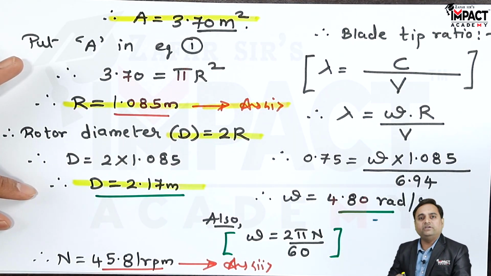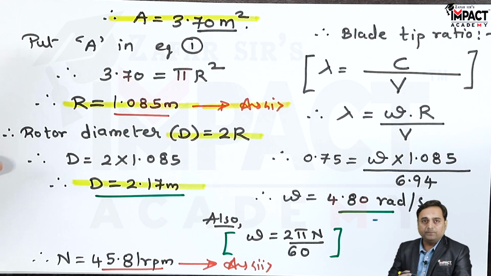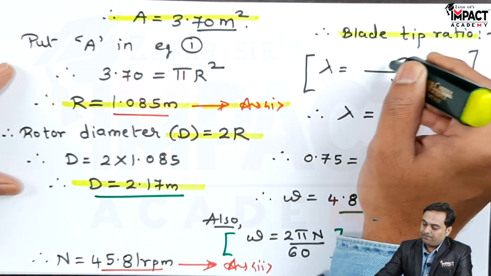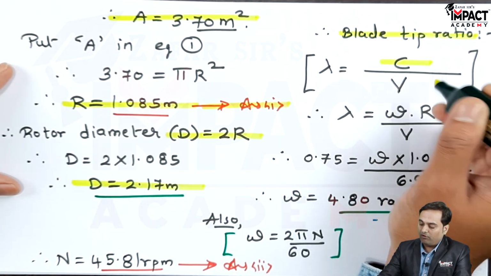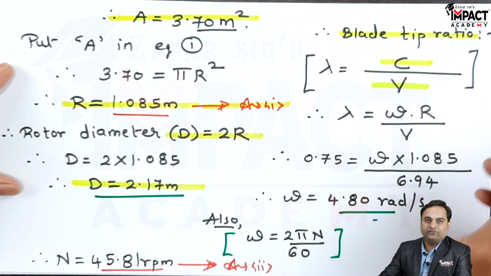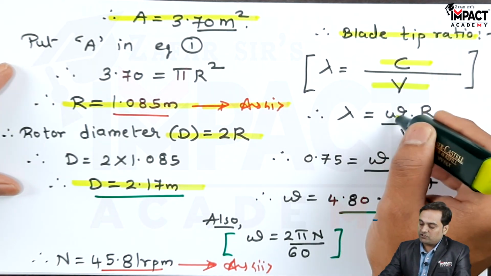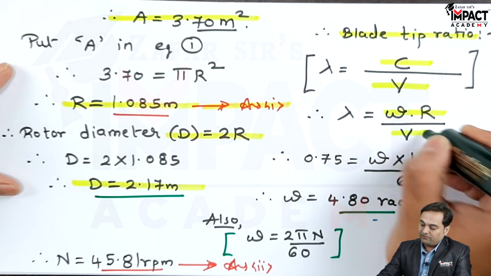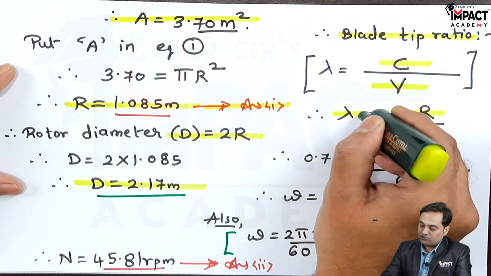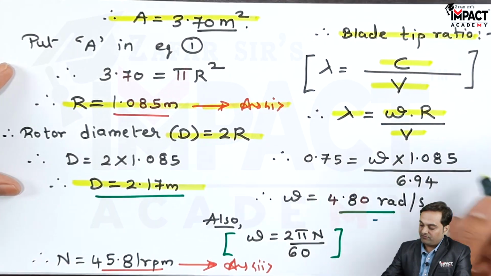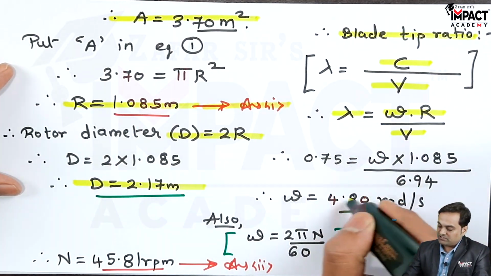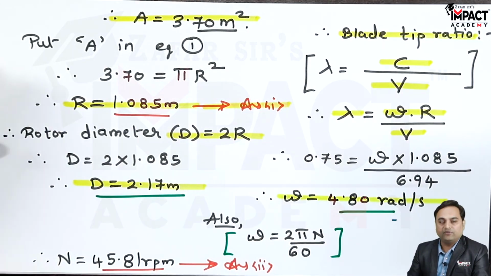Now I will be calculating the RPM, or the rotational speed of the windmill or the wind machine. So for that I will be using the blade tip ratio, which is given by the velocity of the blade upon the wind velocity. So velocity of the blade is angular velocity into the radius of the blade upon the wind velocity. Now blade tip ratio is given in the problem, 0.75. Radius we have calculated just now, 1.085. From this I will be getting the angular velocity of the windmill.